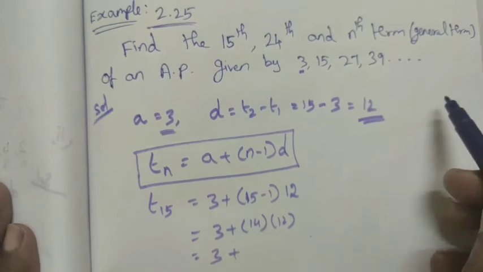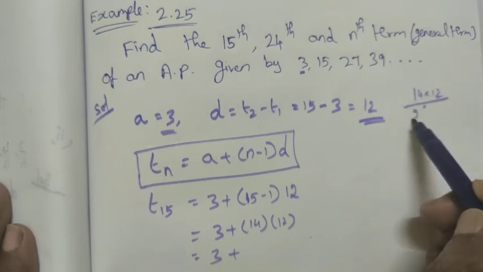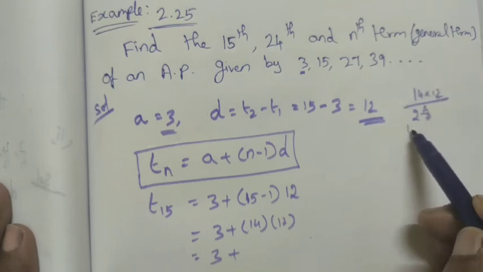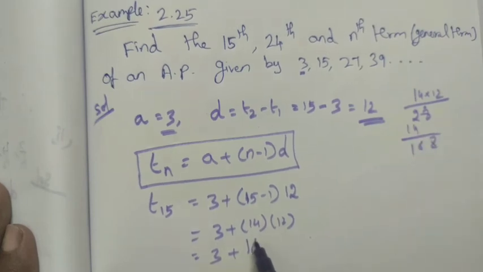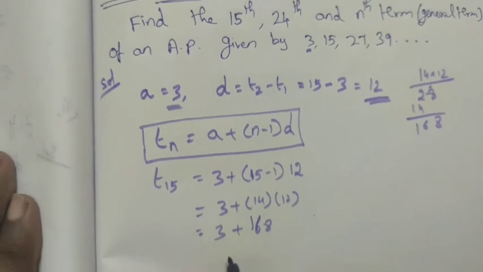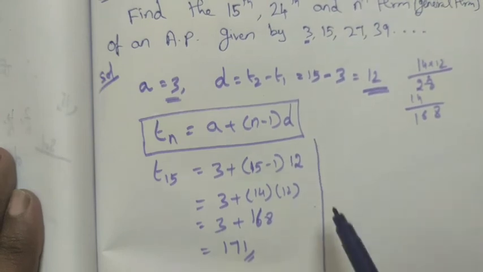Multiply the terms. 14 into 12: 2 times 14 is 28, and then 1 times 14... 8, 6, 168, right? So when we add this term, we get 171 as the T15, the 15th term. Now we have to find out T24.